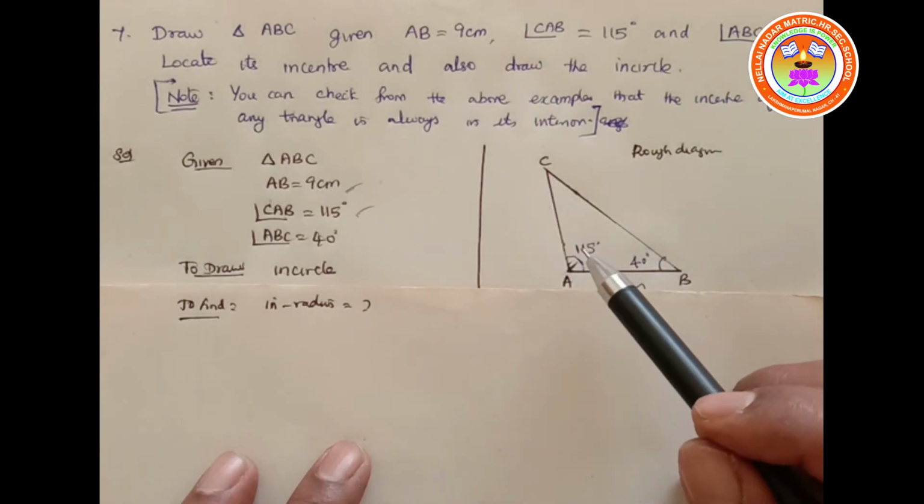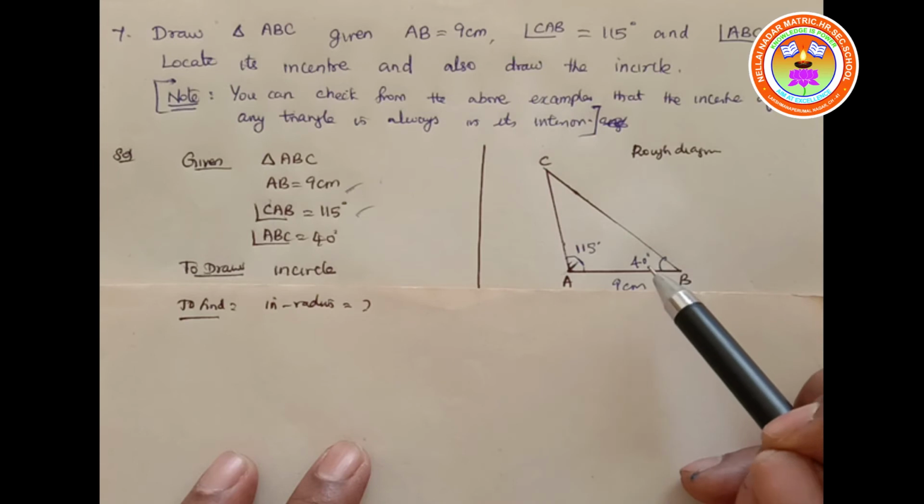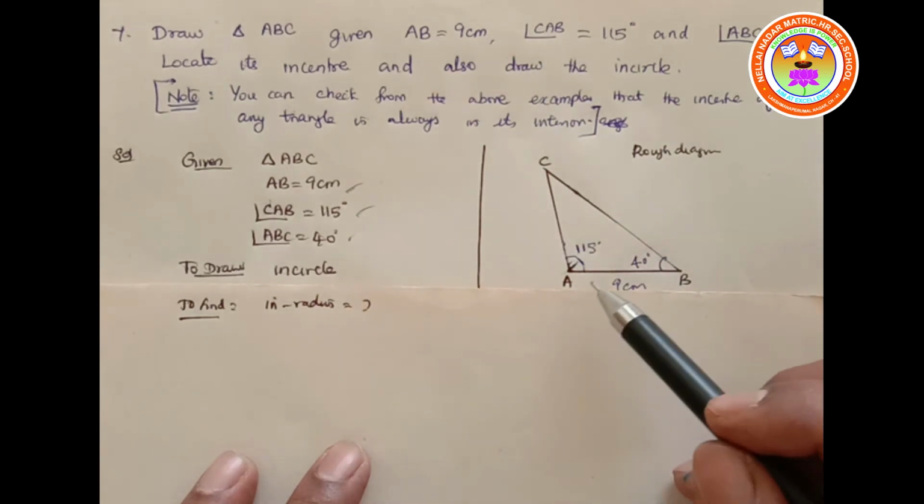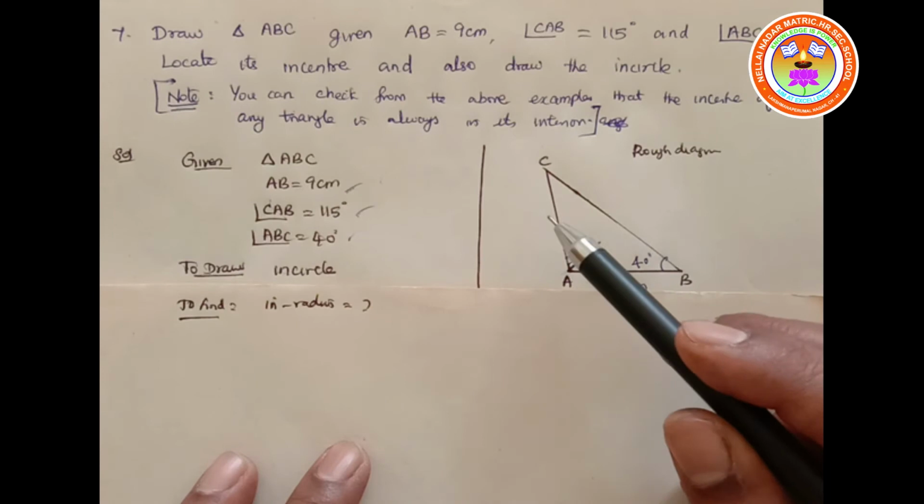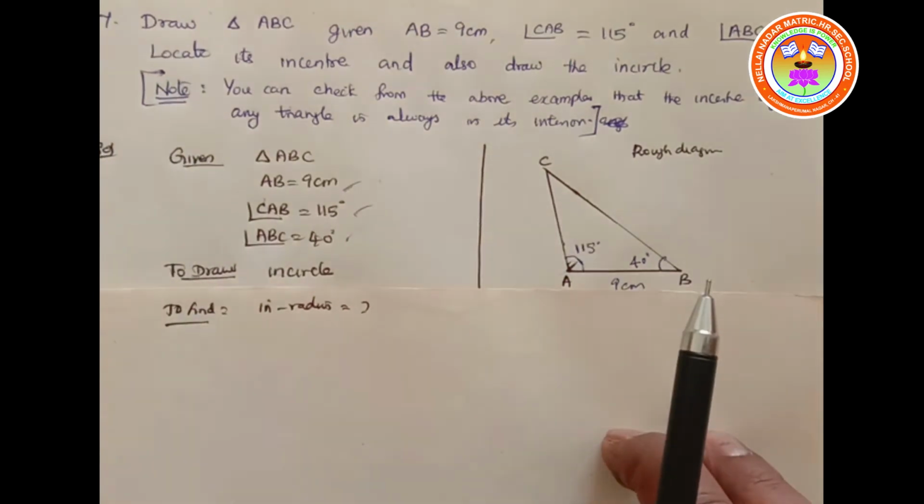Right. First draw AB equal to 9 centimeter, and angle A is equal to 115 degree. Again angle ABC is equal to 40 degree. Now this is a rough diagram. Now you will draw a fair diagram. Draw the triangle ABC with measurement AB equal to 9 centimeter. It's clear, children?